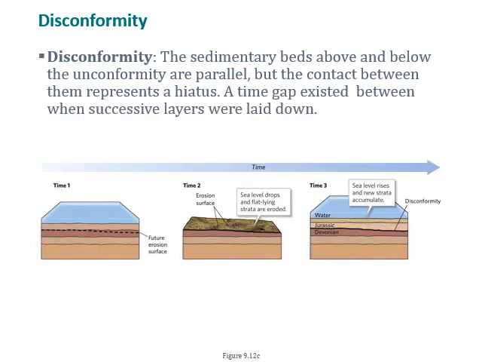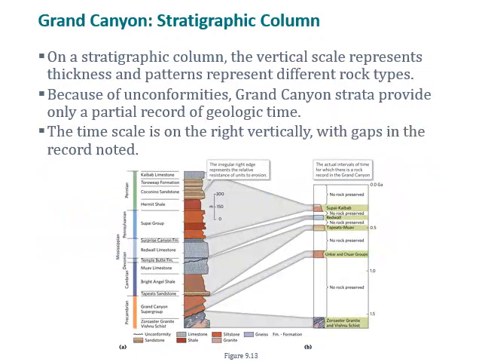If we put the Grand Canyon on a stratigraphic column, the vertical scale represents thickness and patterns represent the different rock types. Because there are several unconformities in the Grand Canyon, strata only provide a partial record of geologic time. The time scale in this case is on the right vertically with gaps noted in the record.